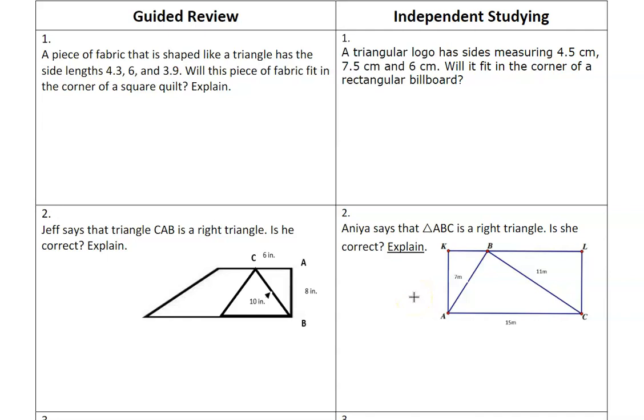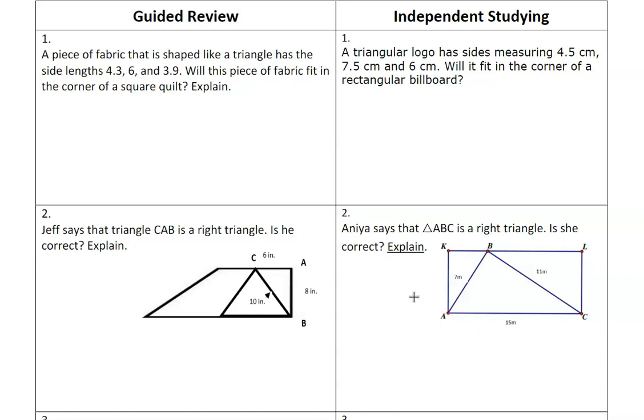Alright guys, so this is your Unit 3 study guide. I'm going to be doing the left side with you, and then you are going to do the right side on your own. So on number 1, we're looking at the question: a piece of fabric that is shaped like a triangle has the side lengths of 4.3, 6, and 3.9. Will this piece of fabric fit in the corner of a square quilt?